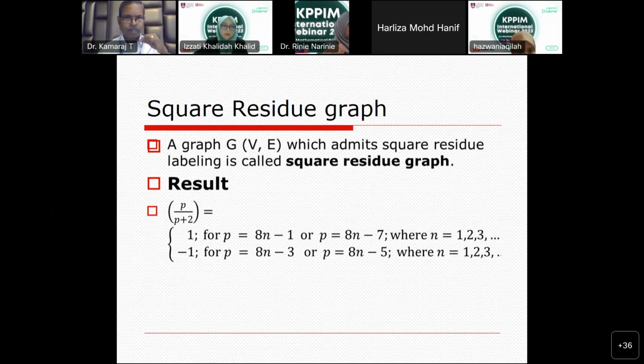Now, one of the results we had derived in the case of the Jacobi symbol: the Jacobi symbol for p by p plus 2 is 1 whenever p takes the form 8n minus 1 or 8n minus 7, where n is 1, 2, 3, etc. Similarly, it is minus 1 whenever p takes the form 8n minus 3 or 8n minus 5, where n is 1, 2, 3.